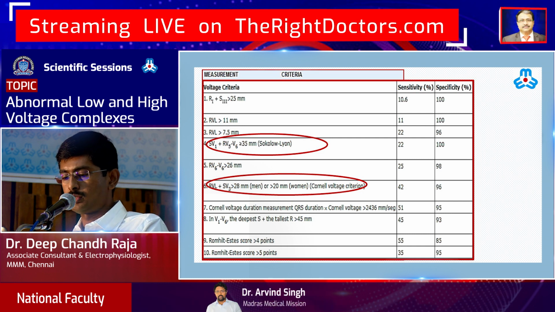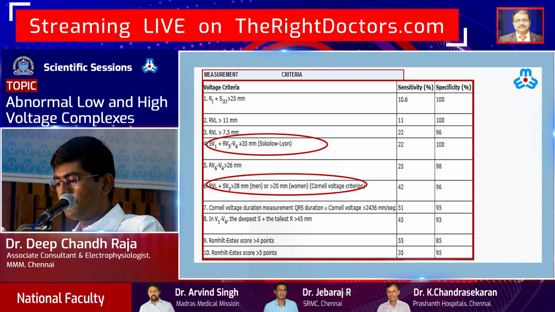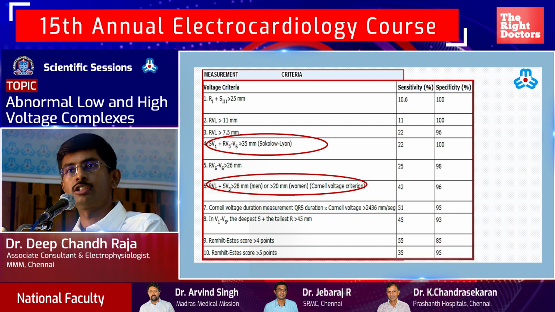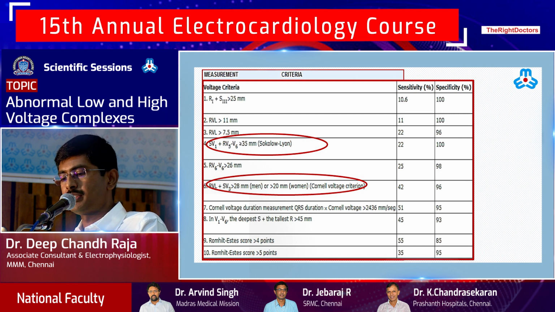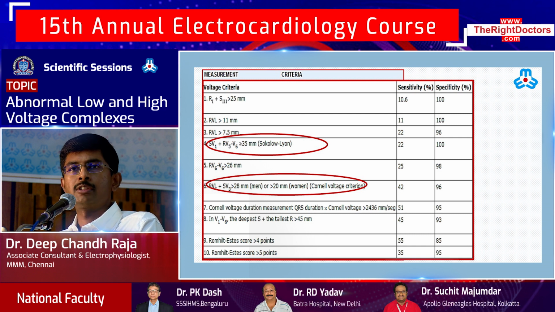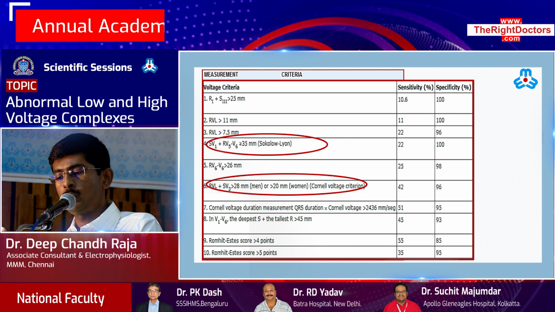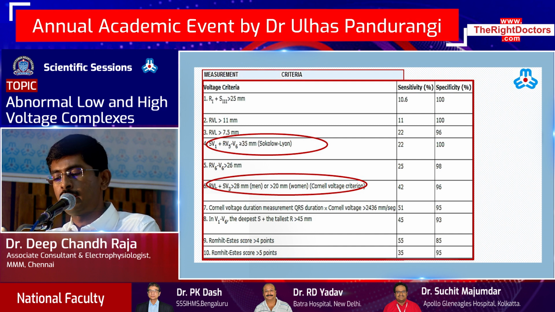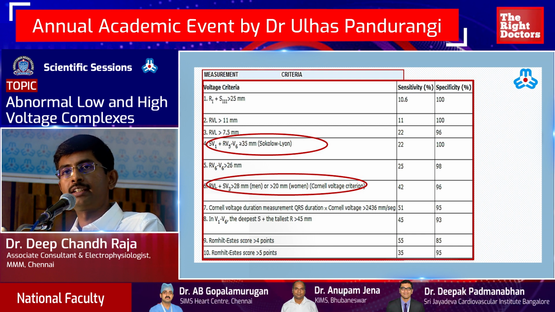As I told you, there are many scoring systems. What we commonly follow is the Sokolow-Lyon criteria and the Cornell voltage criteria. Sokolow-Lyon criteria have a very high specificity. This is very commonly followed, and everyone must be aware of this. A deep S wave in V1, you add it to the R wave in V5 or V6. If it totals up to more than 35 mm, that satisfies the left ventricular hypertrophy criteria.